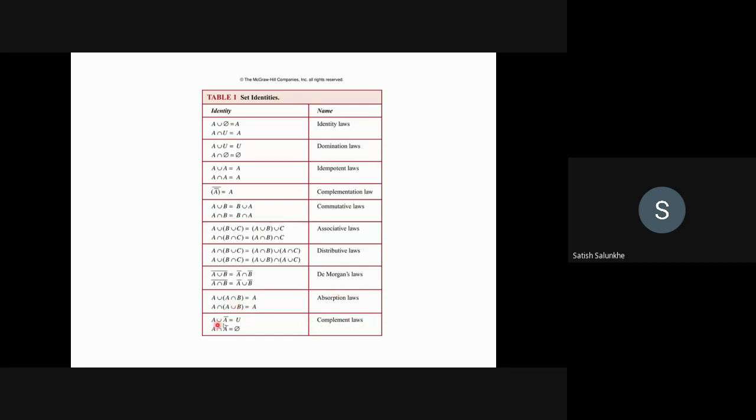Complement laws: A union A complement, you will always get the universal set, and A intersection A complement, you will always get the null set. This is what we already saw in the previous class. With respect to this, we will continue our session now in a quick manner.